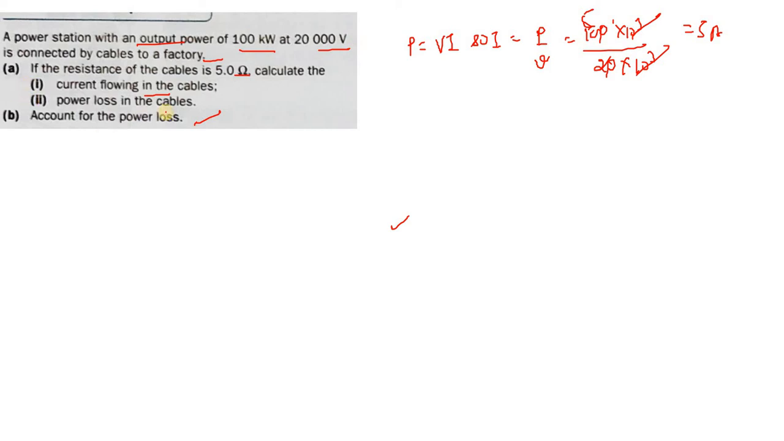Now what is the power loss? Just now we discussed that P is equal to VI. So I will be P output divided by V. What is P output? It is 100 kilowatt divided by the voltage, which we have just written.